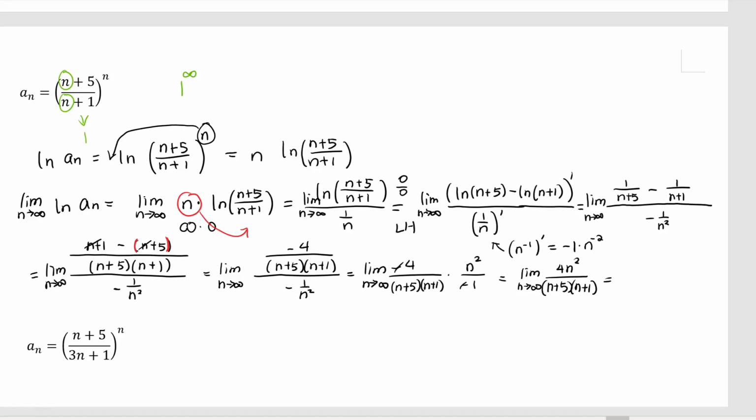What is the dominant term of the numerator? The dominant term of the numerator is 4n squared. How about the dominant term of the denominator? Is it n? No, it's n times n, which is n squared. So that's why this equals the limit of 4n squared over n squared. The answer is 4. You see, the answer is 4. Okay, what's next?